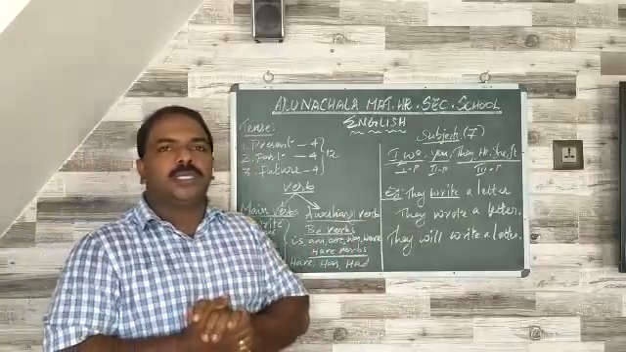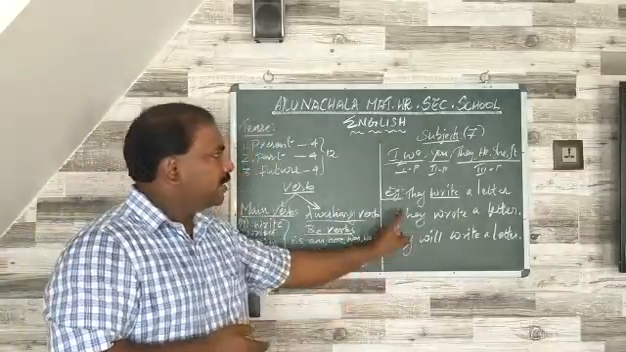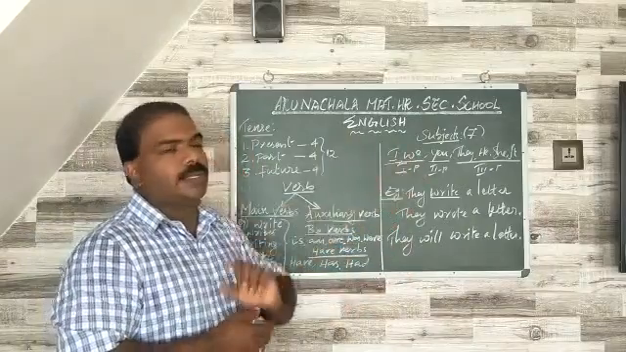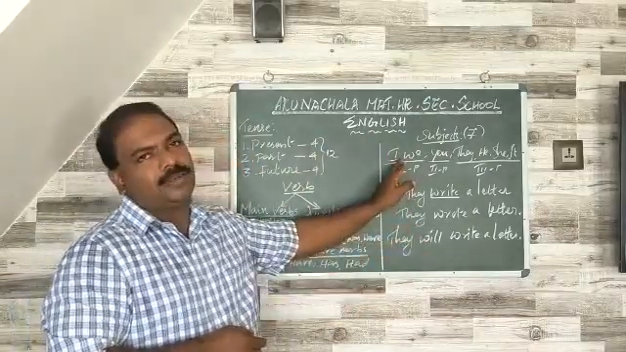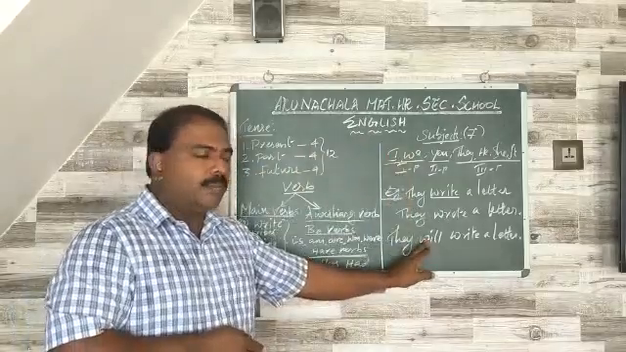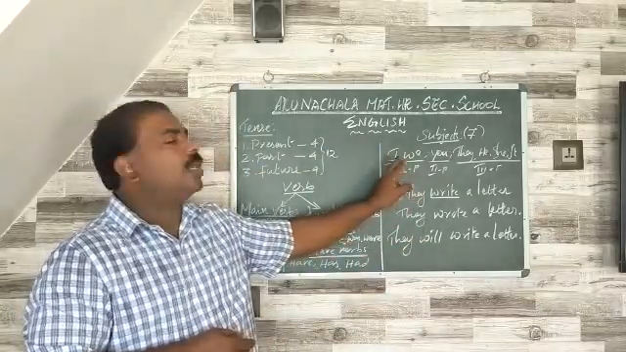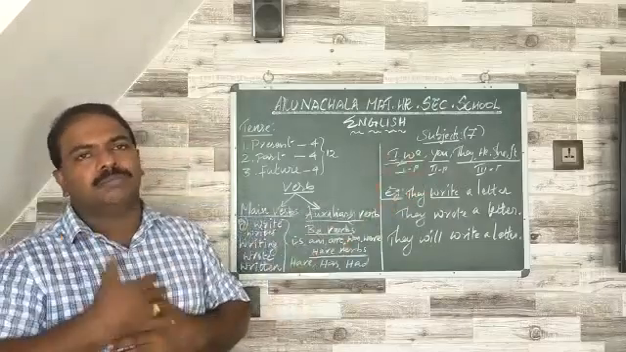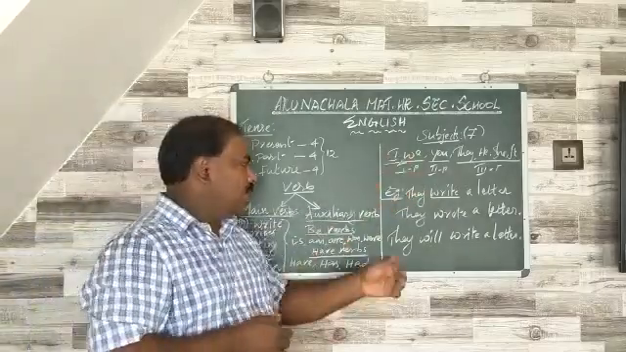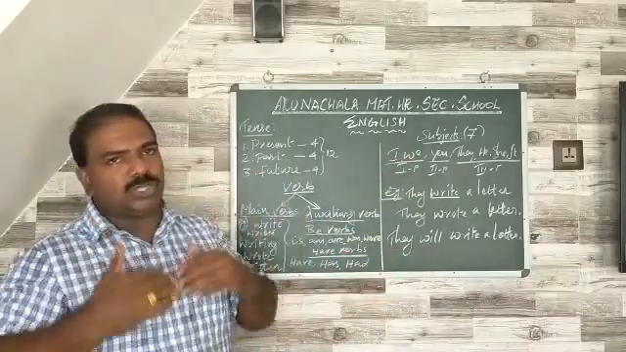So the subject, first person I and we, we have to use the modal auxiliary shall. Will is also applicable, but the exact grammar rule says I shall, we shall. For the remaining subjects we have to use will. Just know it.